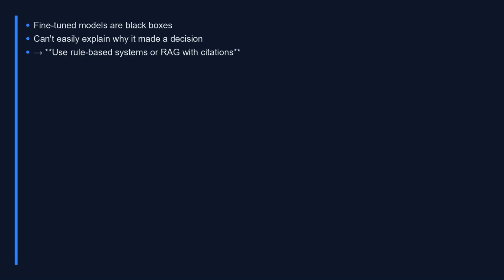The fourth is when you need explainability. Fine-tuned models are black boxes. The reasoning is distributed across billions of weights, and there is no audit trail for why a specific output was produced.